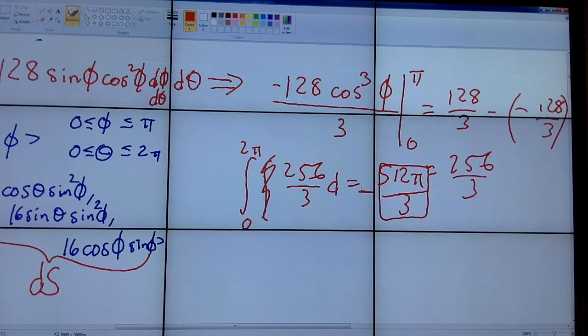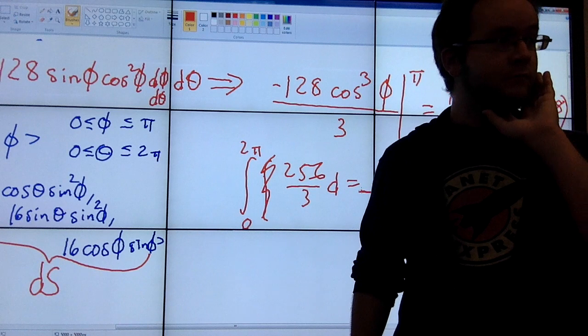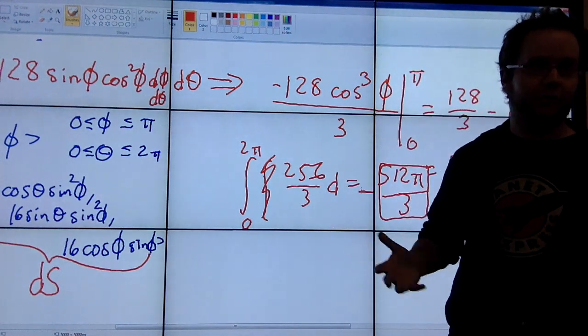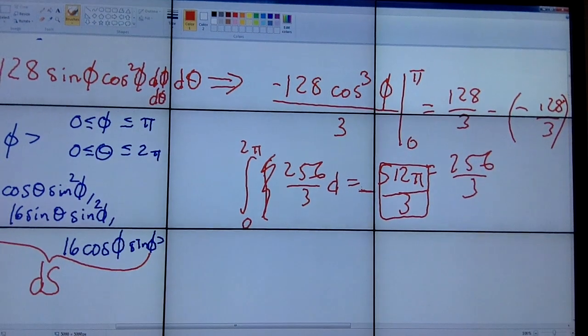It points inward. But no, it doesn't want any part of the sphere. It wants the whole sphere, doesn't it? So theta goes from 0 to 2 pi, phi goes from 0 to pi. So phi normally will go from 0 to pi if it's not specified? Yes, exactly. If it's not specified, we want the whole sphere. All right. So negative 512 pi over 3, and there's a lot of work to get there, right?